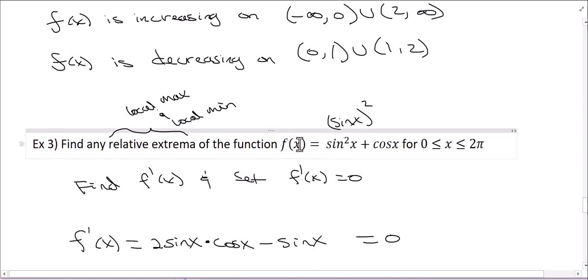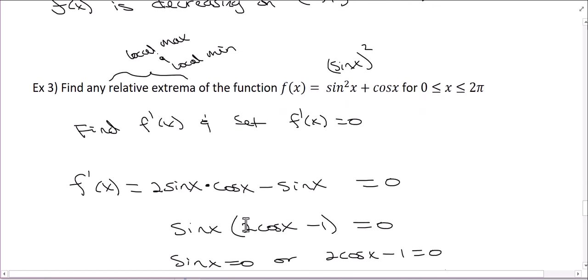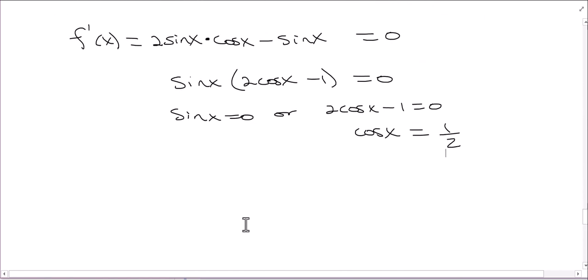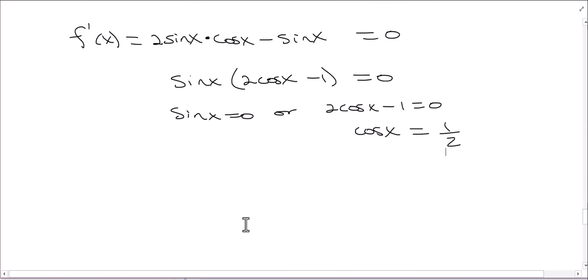And this does tell me to find any relative extrema on that interval. So I am given an interval, but be careful: it's still asking for relative extrema, not absolute extrema. So I still want to find my intervals of increase and decrease and find the local min and max that way.